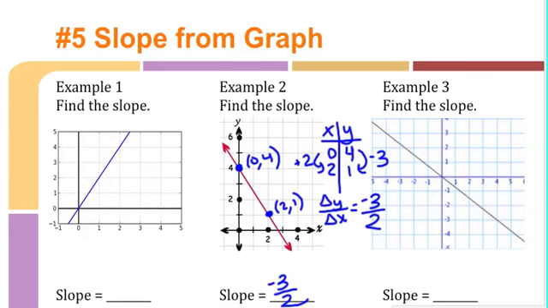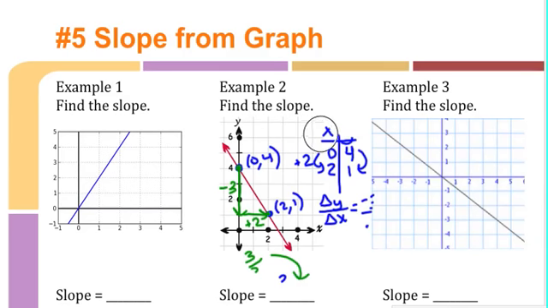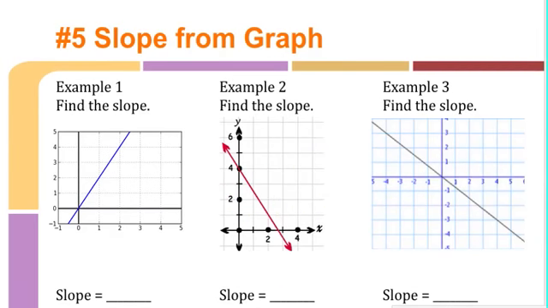The other way I could have done this is gone from this point to this point, which would require me to go down 3 over to the right 2. So that's negative 3 over positive 2, same answer. Okay, and here's the final example. Same idea, I'm going to find where it perfectly crosses. I see one perfect cross here, and I don't see one here, I'll see one over here.